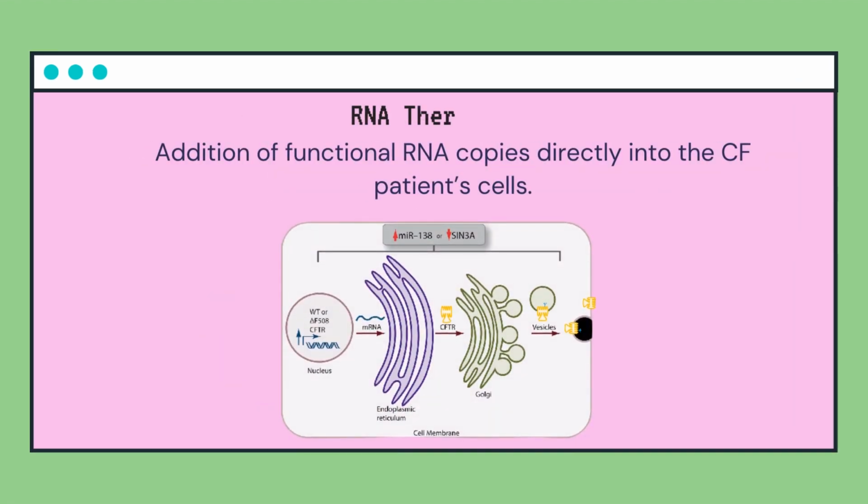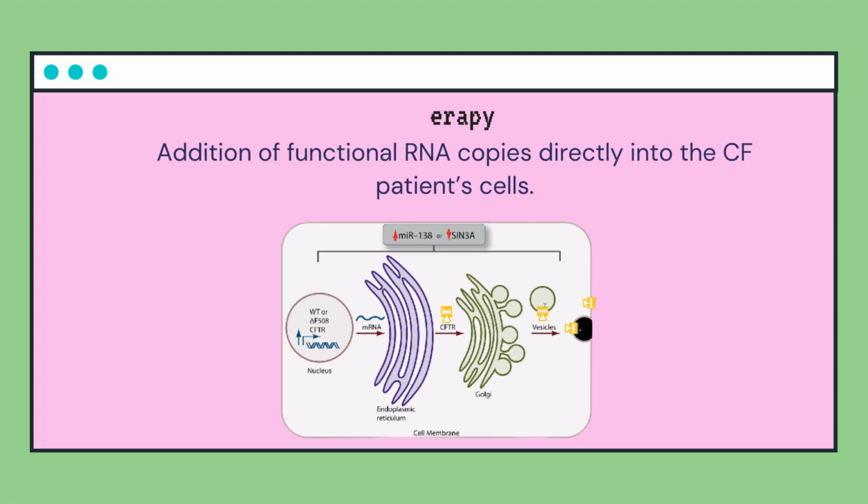The third method of gene therapy is RNA therapy. Instead of inserting functional DNA copies of the CFTR gene into cells to create working RNA copies, functional RNA copies are directly inserted into the patient's cells via RNA therapy. The benefit of this type of gene therapy is that it does not jeopardize the patient's genetics.